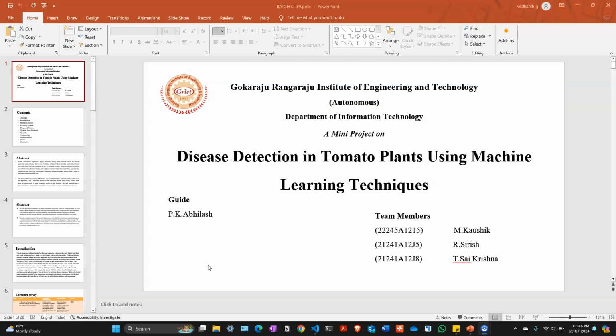We are very delighted to explain about the project Disease Detection in Tomato Plants using machine learning techniques. It is a prediction-based model which helps in predicting different types of diseases in tomato plants. Now moving on to the abstract.